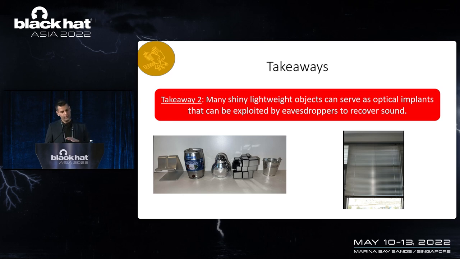Moreover, as you can understand, many shiny lightweight objects can serve as optical implants that can be exploited by eavesdroppers to recover speech. In some cases, they are completely innocent objects like desktop ornaments, a smartphone stand, or an empty beverage can. And in some cases, these are objects intended for the opposite purpose, to increase a user's privacy, like Venetian blinds. All of these devices, due to the fact that they share the same characteristics, being lightweight and shiny, can turn into optical implants when there is a sufficient amount of light in the room.